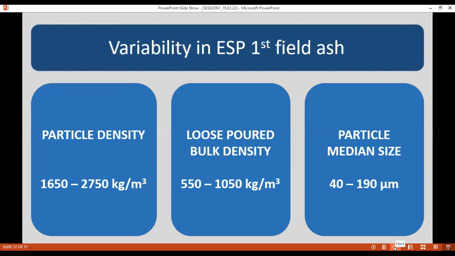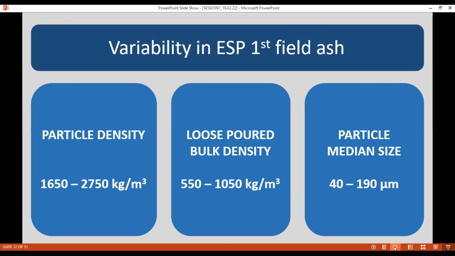Now, one challenge that we must understand is that ash is not a very well specified product when it comes to powder technology. There is a tremendous amount of variation in ash. Based on our experience of conveying 40 ash samples, particle density can vary from about 1600 to 2700 kg per meter cube, bulk density about 550 to almost 1050 kg per meter cube, and the mean particle size can vary from 40 to 190 microns.